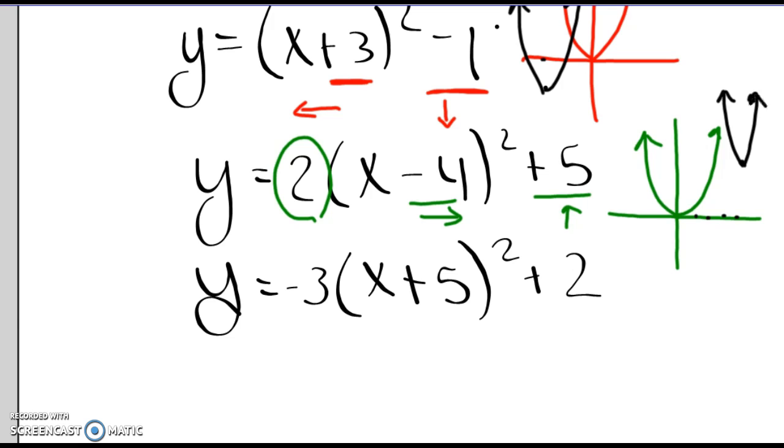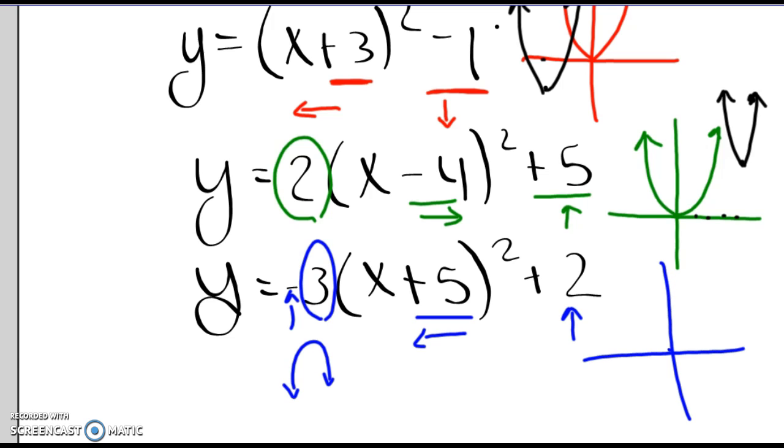Let's look at this third one. Again, this shifts it to the left 5, shifts it up 2. It's narrower, but the negative makes it flip upside down. So if I were to make my y equals x squared graph, in comparison, this graph just shifted 5 to the left, up 2, skinnier, and faces down.